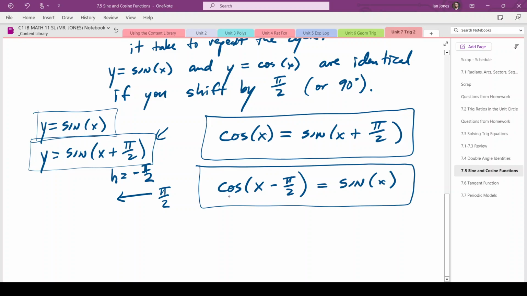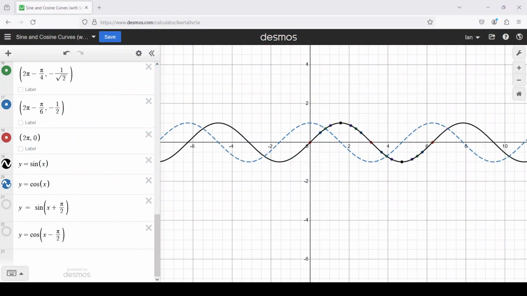This just says I have the cosine curve. I've shifted it right by pi over 2 because I'm subtracting off h. H is positive, so I'm going to the right, and that gives me the sine curve. Okay, and we can see that here. If I start off with cosine this time, and I shift it to the right by pi over 2, boom, there it is. That is the sine curve.